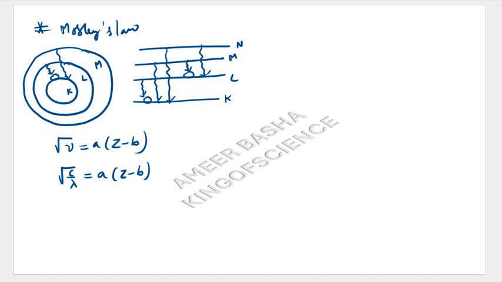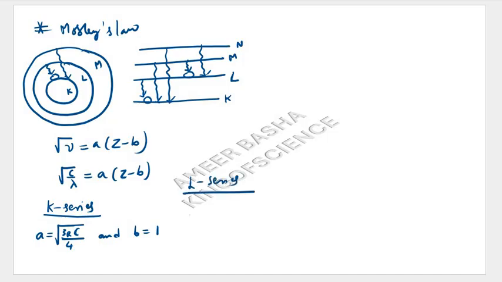For example, if the vacancy is in K, that is the K series. If the vacancy is in L, the L series. For the K series, A is equal to square root of 3RC upon 4, and B is equal to 1. For the L series, A is equal to square root of 5RC by 36 and B is 7.4. You need not remember these, generally they will give them in the problems.